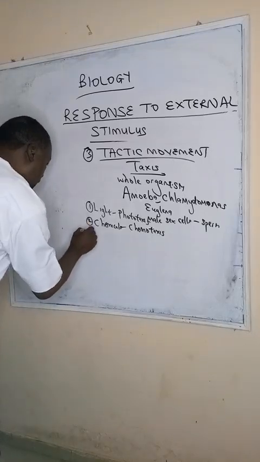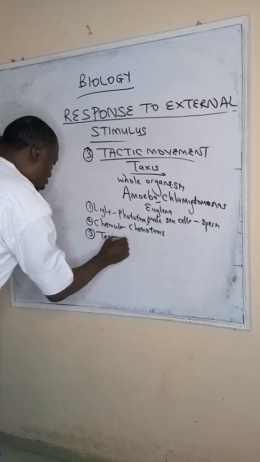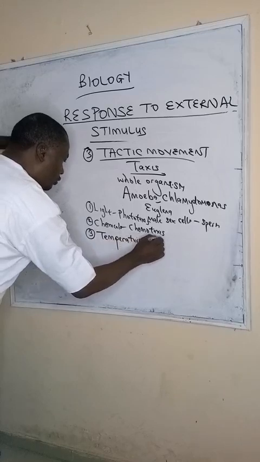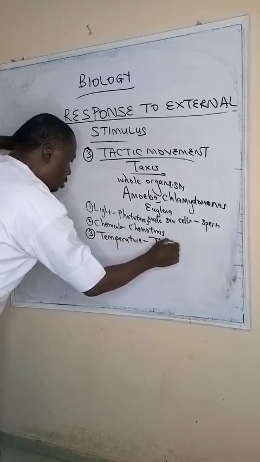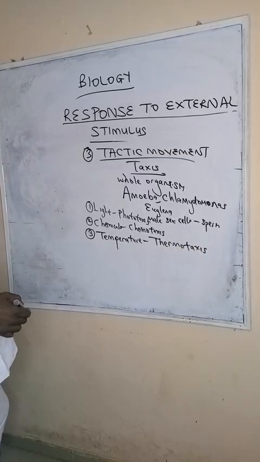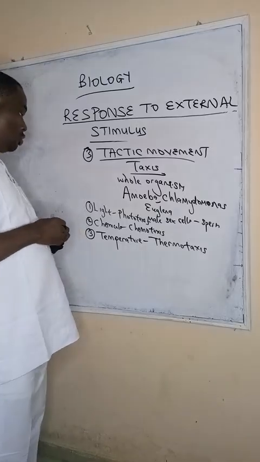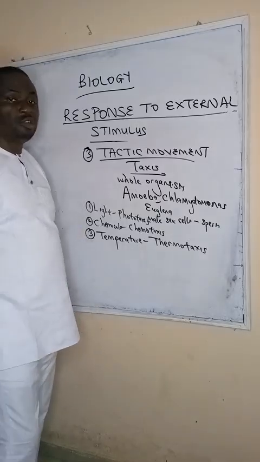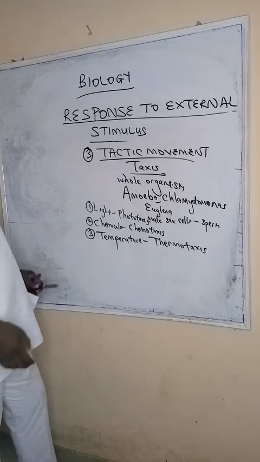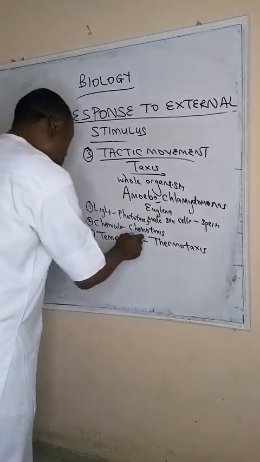And number 3, we have temperature. This is called thermotaxis. So bacteria normally swim from cold regions to warm regions. Yes, thermotaxis. Bacteria normally move from cold regions to warm regions. That's called positive thermotaxis.